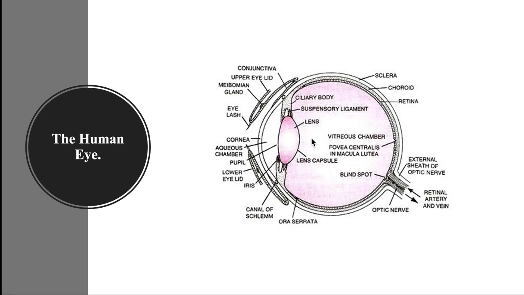Just inside the choroid, the retina forms the innermost layer, like this here. The retina forms the innermost layer of the eyeball, and it is on the retina, we're going to talk about it in detail, where we have neurons and photoreceptors.